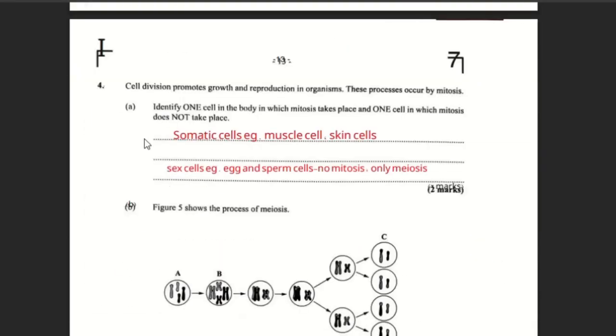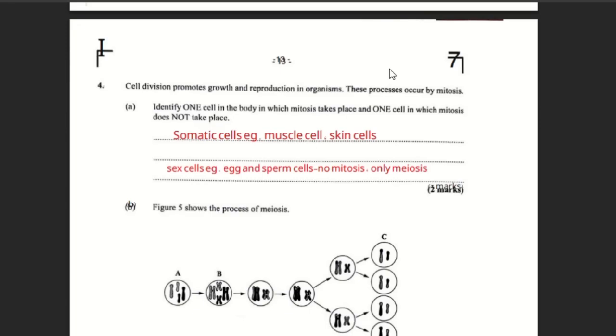Alright, so next up, this is going to be cell division. Cell division is very simple and straightforward. Cell division promotes the growth and reproduction in organisms, and these processes occur by mitosis. We have two types of cell divisions: mitosis and also meiosis. But at first glance, this question is targeting specifically mitosis.